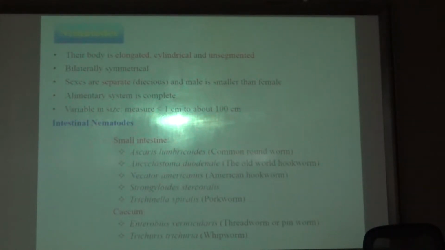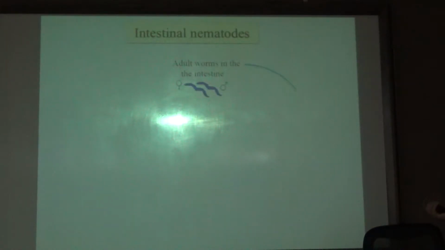Nematodes. Now coming to the first, nematodes, commonly known as roundworms. Their body is elongated, cylindrical, and unsegmented, like you can say a wire or cable. I will show you one real picture.